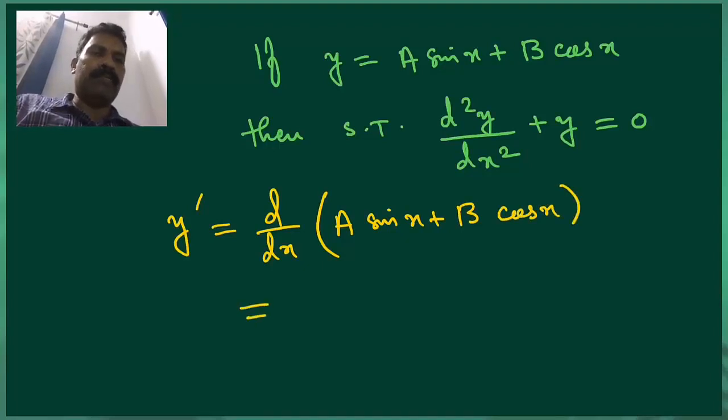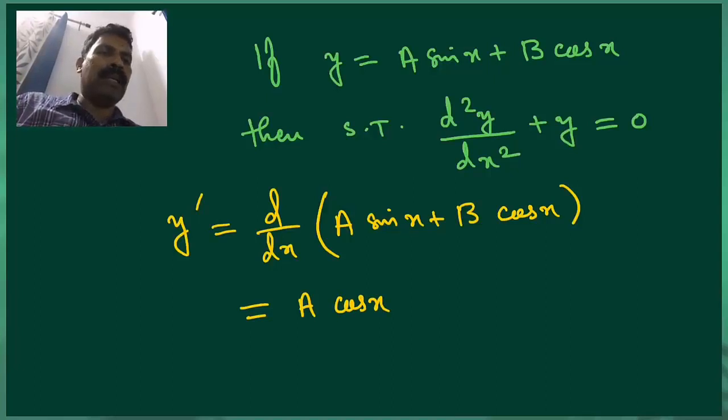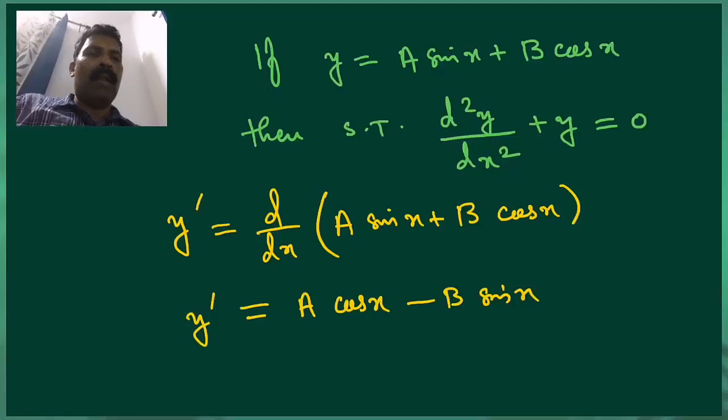That is equal to, you know, a is a constant, you can take it outside, then the derivative of sin x is cos x. Then b is taken outside, then the derivative of cos x is negative sin x, so negative b sin x. So we have y dash, that is y1.